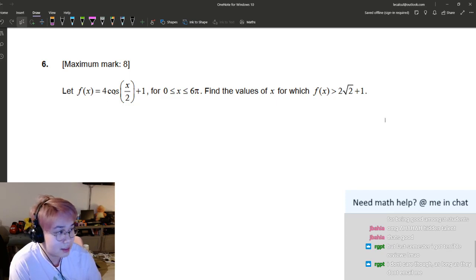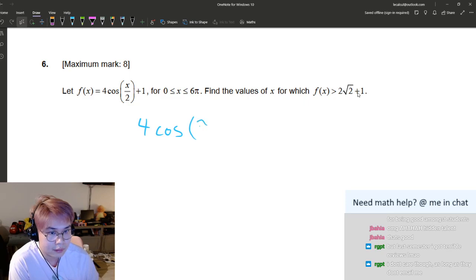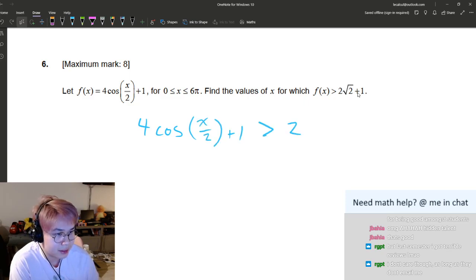Okay, let's look at this. I have a trig function with a specific domain, and then I need to find all the values of x so that the function is greater than this value. Okay, so let's just combine those two facts together. I have my function, and I need it to be greater than 2 root 2 plus 1.